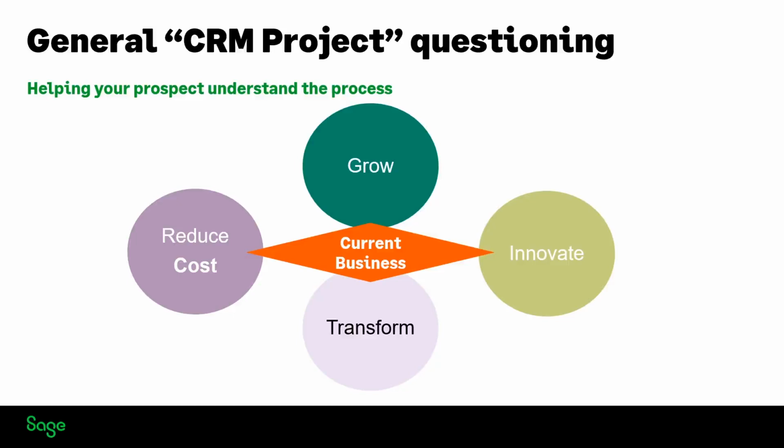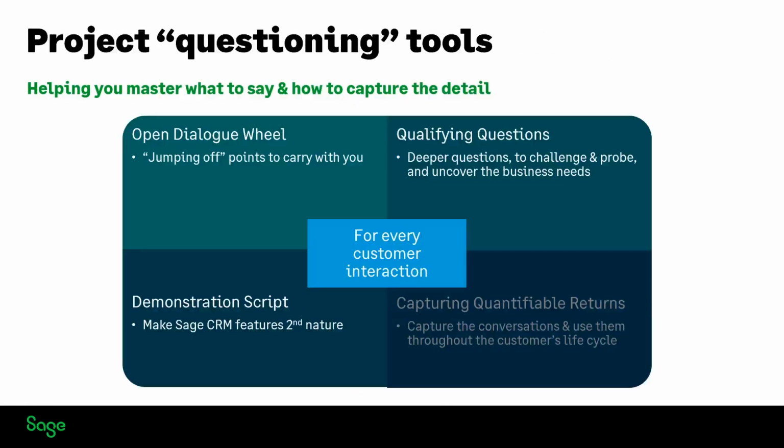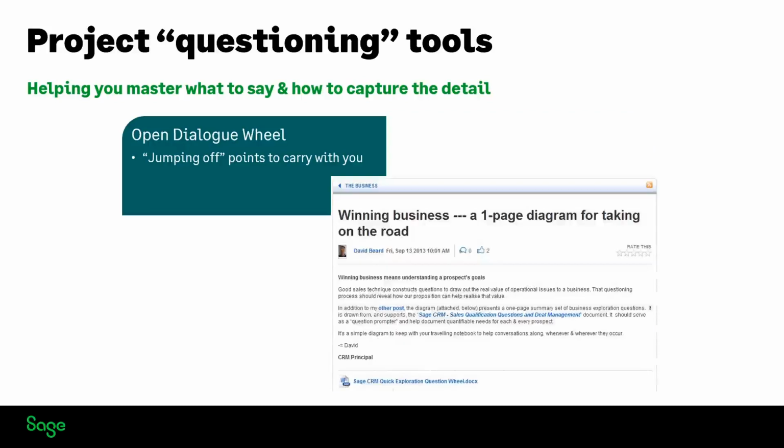We on the community, and I will speak to the community and all its resources in later topics, have a number of pieces we hope will help you ask questions, and that includes things such as deep qualification documents and simple one-pagers. For example, the open dialogue wheel is a one-page spider diagram or mind map that has, I believe, the top 4 or 5 questions to begin a conversation with a customer.